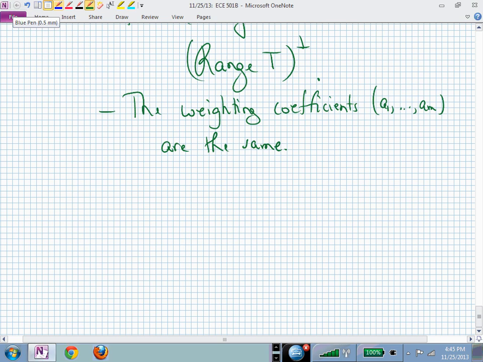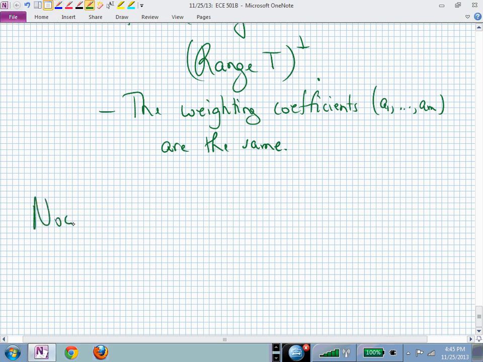We can combine S1 and S2. S1 was working on the range of those spaces. S2 is working on their orthogonal complements. And that allows us then to have this direct sum decomposition of our underlying vector space.